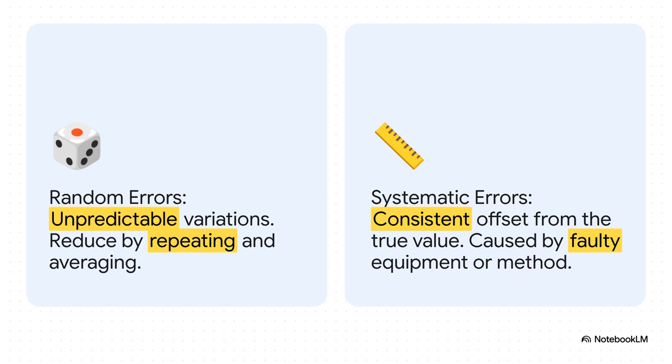Then you have systematic errors. These are sneakier. This is when your equipment or your method has a built-in flaw, like a scale that always reads 0.1 grams too high. Taking more readings won't fix this. You have to find the problem and correct it.